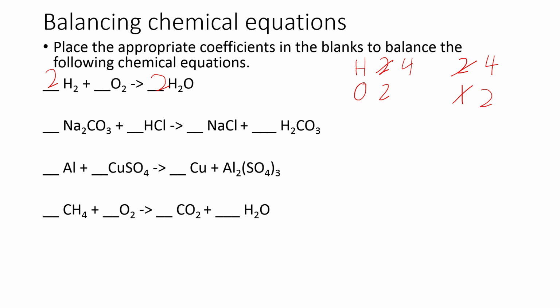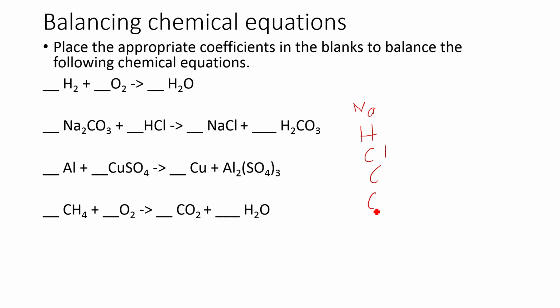So let's try a second one now. Let's try our Na2CO3 plus hydrochloric acid goes to NaCl plus H2CO3. So now we're going to have to balance that. We have sodiums, we have hydrogens, we've got chlorines, and we also have carbons and oxygens.